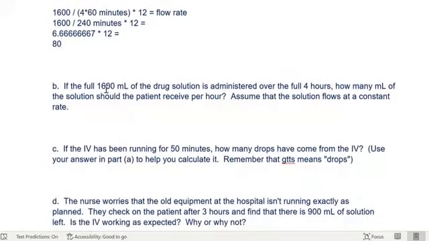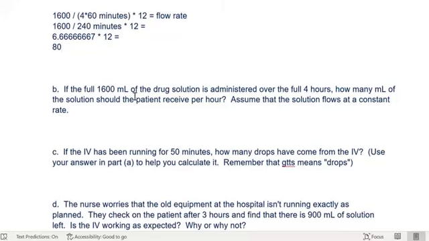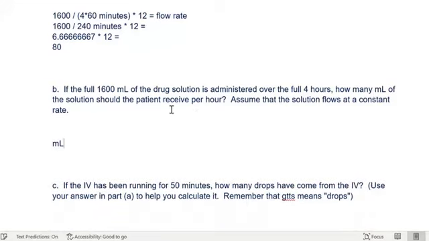Part B says you got 1,600 milliliters you're giving over 4 hours. The question is asking us for milliliters per hour. That's what the units look like, milliliters, and then the word per is telling us to divide, like miles per hour. That's how many miles you've driven, divide by the number of hours you've driven. Milliliters per hour, that's the number of milliliters, divide by the number of hours. So those are the units we want.